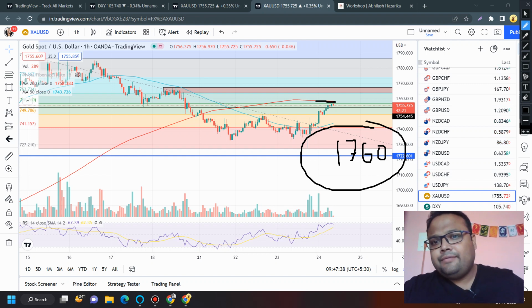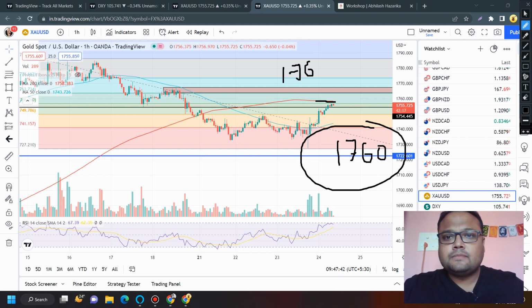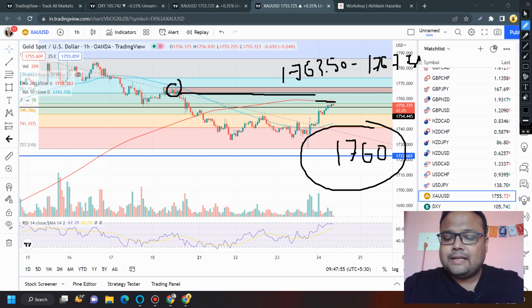On the other hand, if it breaks, then the next level will be around 1763.50 to 1767.50. Why are we considering this level? Because of previous price rejection around this level, as well as we have got Fibonacci. And as a bullish flag is visible on the daily chart, try to exit after 30 to 40 pips max, as long as you do not get any other surety.